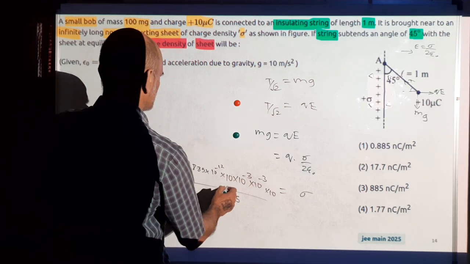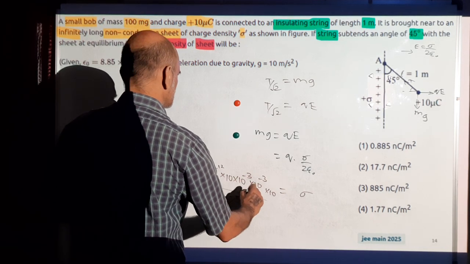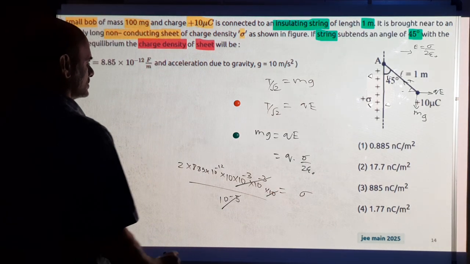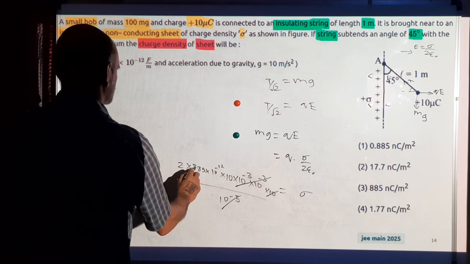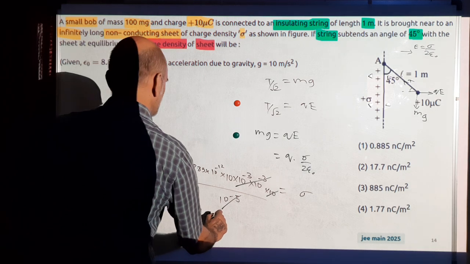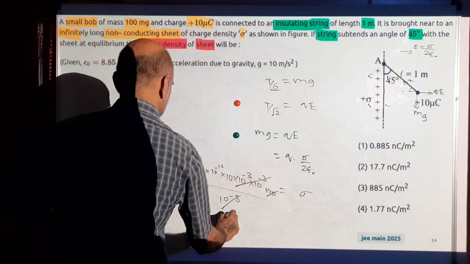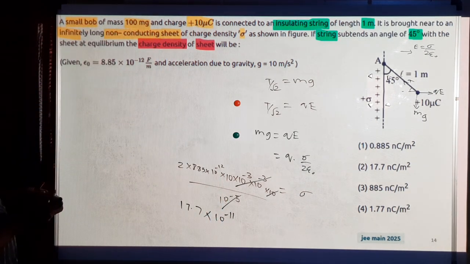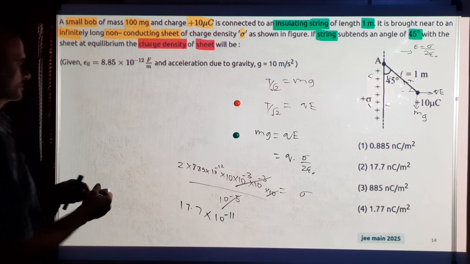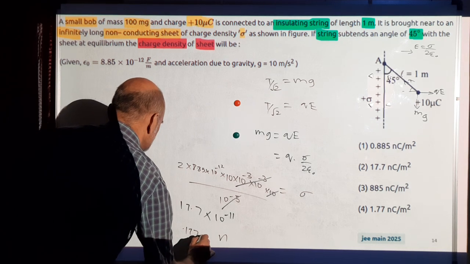So this is 10 to the minus 5, this will become 10 raised to minus 1, so we'll cancel out 1 and 10. Okay, so 2 times this one is 16, 17, 17.7 into 10 raised to minus 11. In terms of nano, it will be 10 raised to minus 2, so 0.177 nanocoulombs.